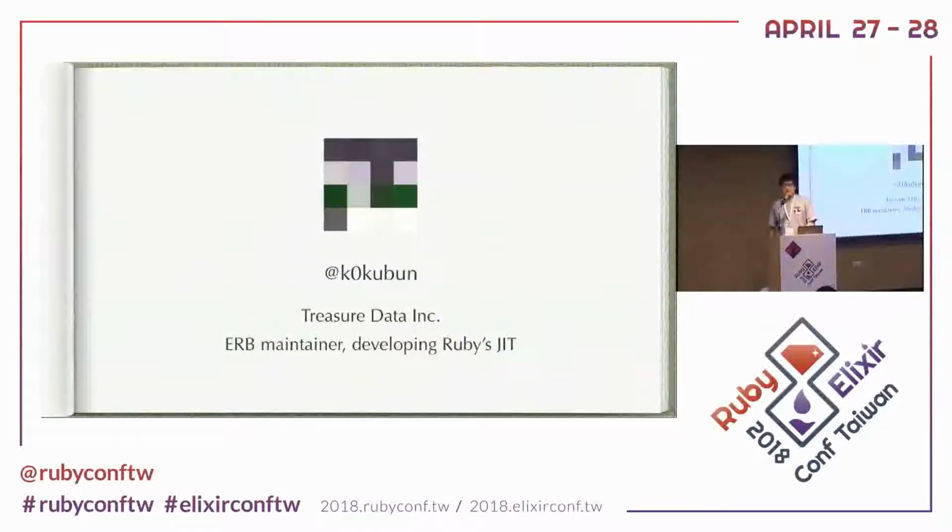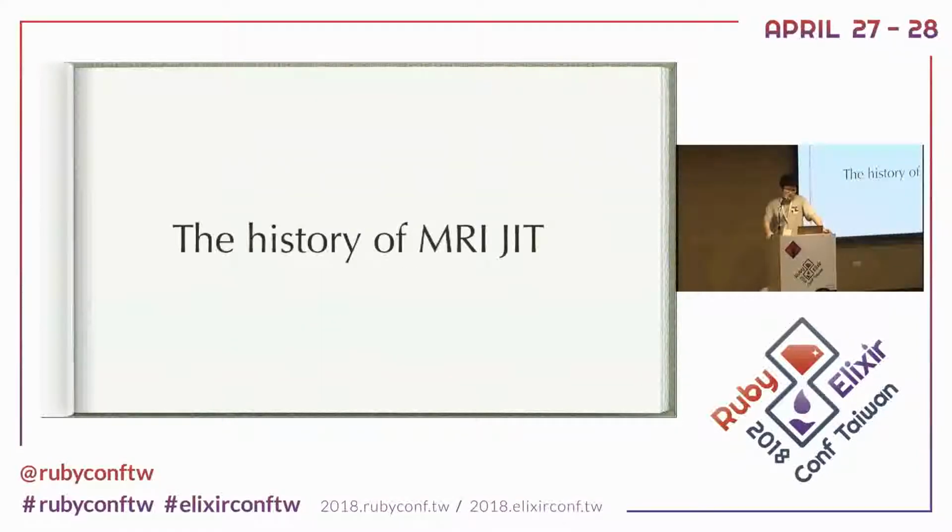My name is Kokubun. I'm from Treasure Data, and I've been a Ruby committer since last year. I joined as the ERB maintainer because I optimized the Haml template language 3 times faster, and then I made ERB 2 times faster. So I'm maintaining ERB, and I'm optimizing the JIT compiler right now.